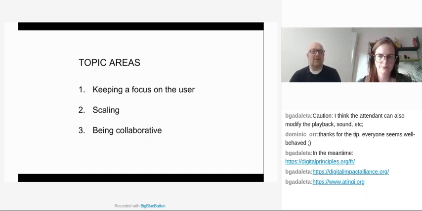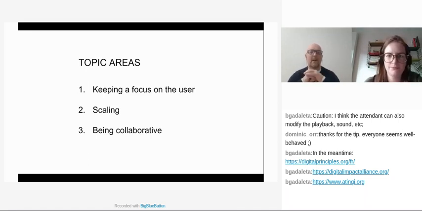Okay, so there are some of my points. I would be very happy if anyone would like to make any comments about these principles, the challenges of them, and particularly around these topic areas, and maybe just say what you're involved in at the moment and why you've come to this session today.